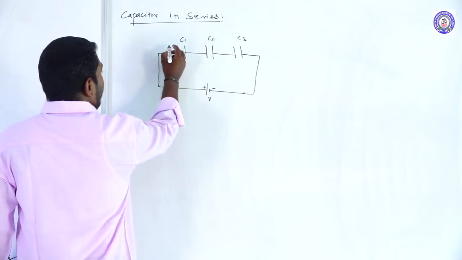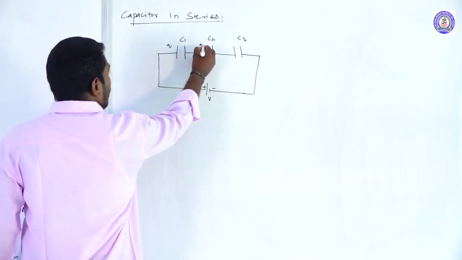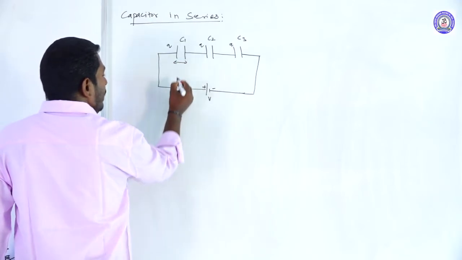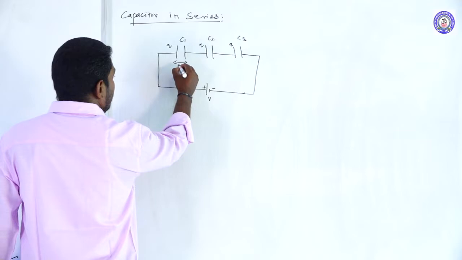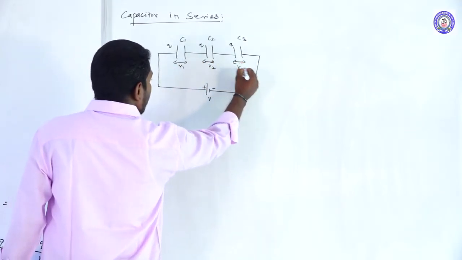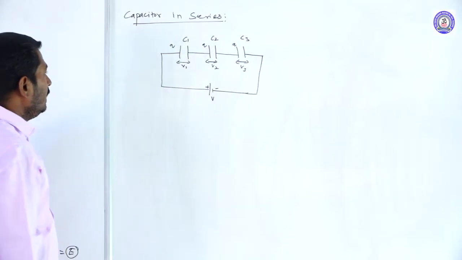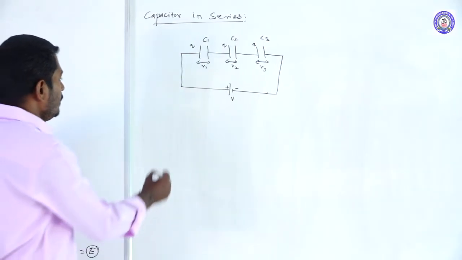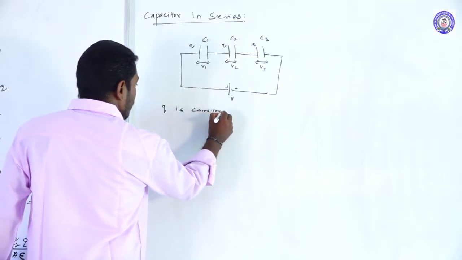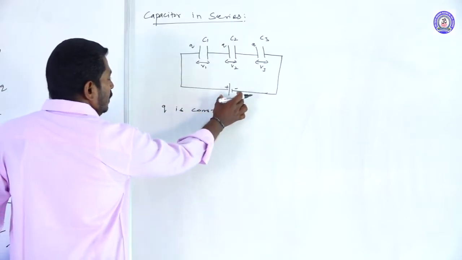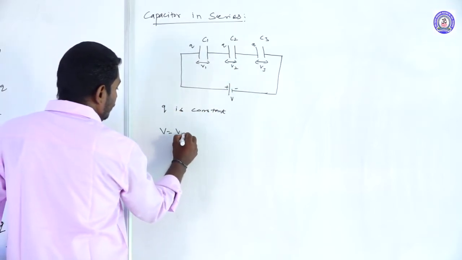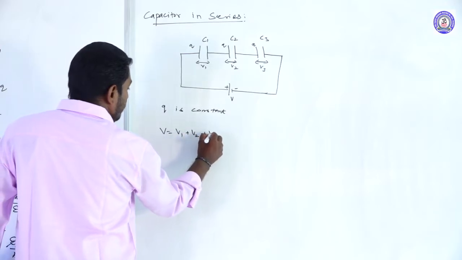Charge on each plate remains constant: Q, Q, Q. But the potential difference between the two plates of each capacitor is different. V1, V2, V3 are the potential differences across the three capacitors. So, Q is constant. But what is the total applied potential difference across the series combination? V is equal to V1 plus V2 plus V3.